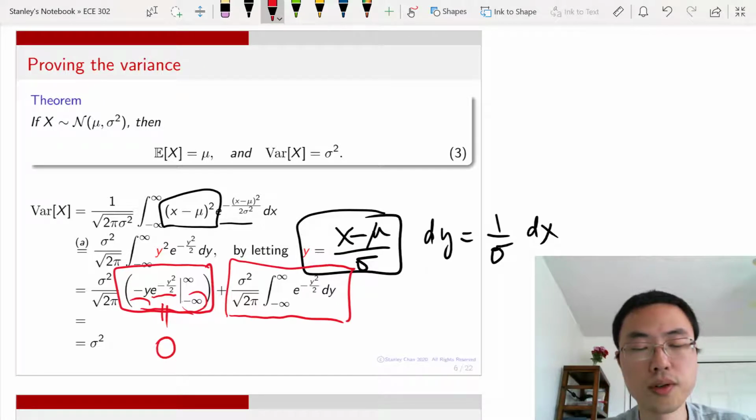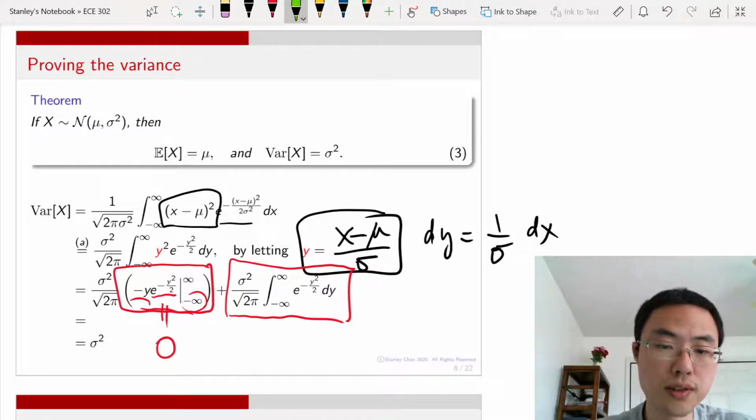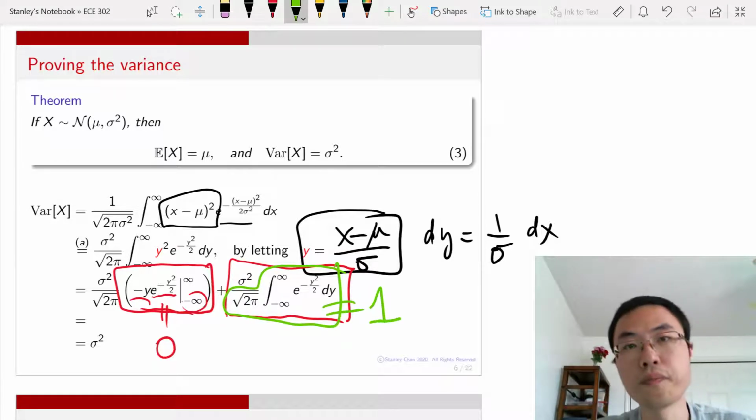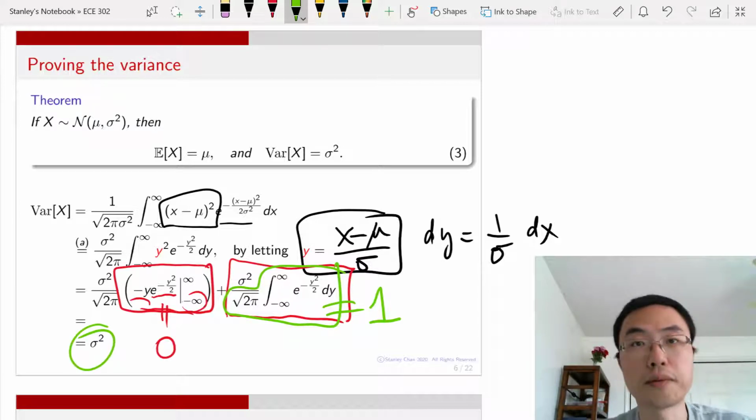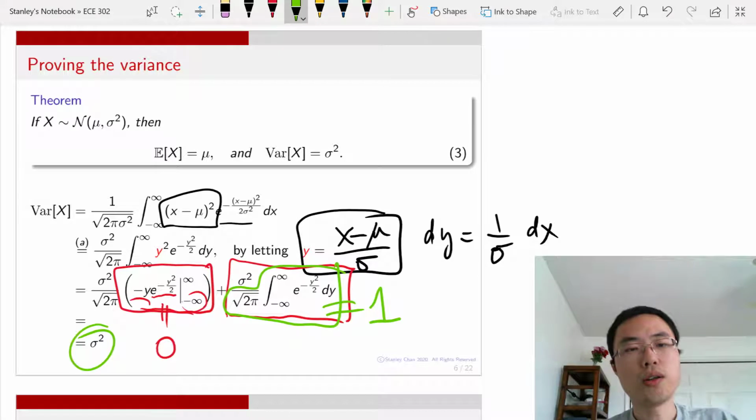How about this term? This term, the magic is here. This is integrating to 1. Why? This is the PDF of a Gaussian random variable. It's a zero mean, unit variance Gaussian random variable. So if you integrate, you will get 1, and therefore you have sigma squared. So this theorem proves two very important results. The first one says that the mean is mu. The second one says that the variance is sigma squared.